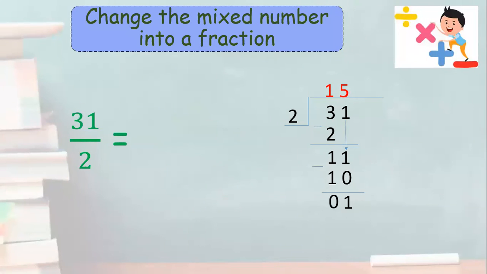Now, in order to write this answer as a mixed number, I should write first the denominator. It is the same, 2. I have 15. The whole part is 15. And the remainder is 1 out of 2.